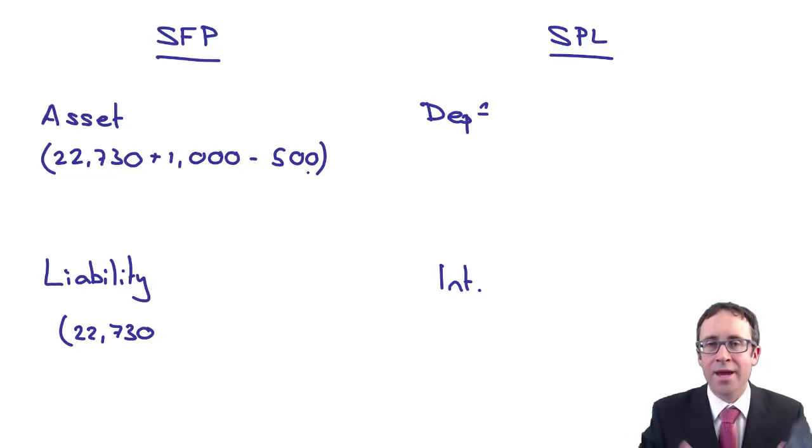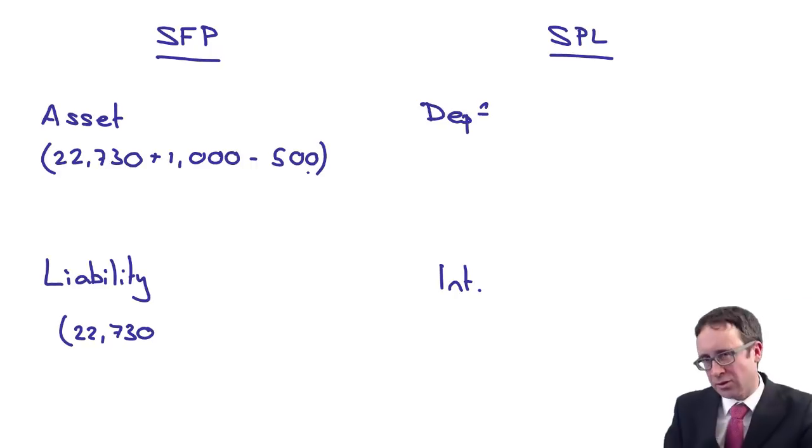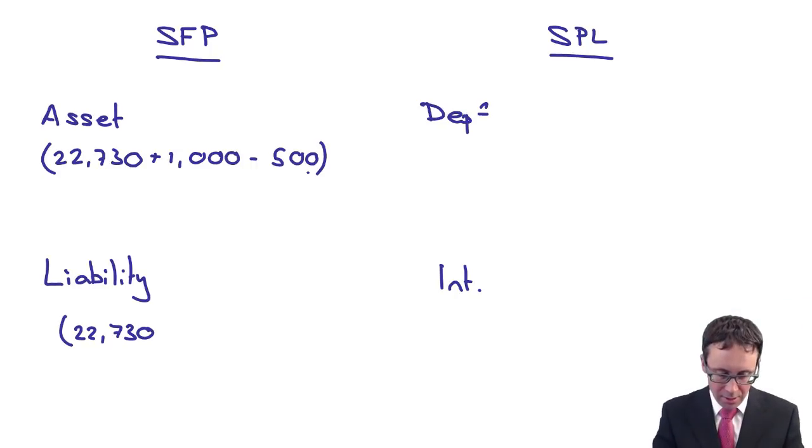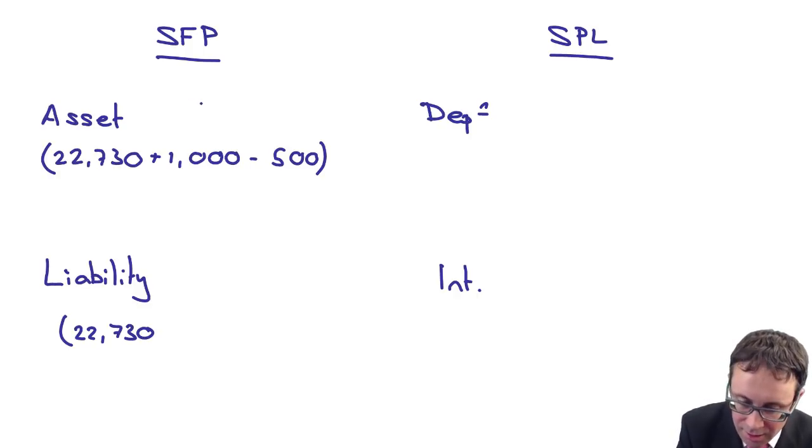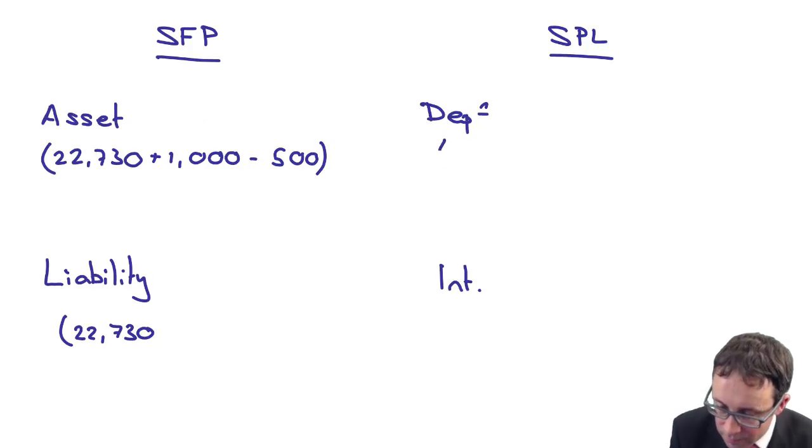The debits and credits are in the answer at the back. I'm not going to talk about them now. Just repeat the answer, don't I? 22,730 plus 1,000 less 500. Does that give me 23,230?